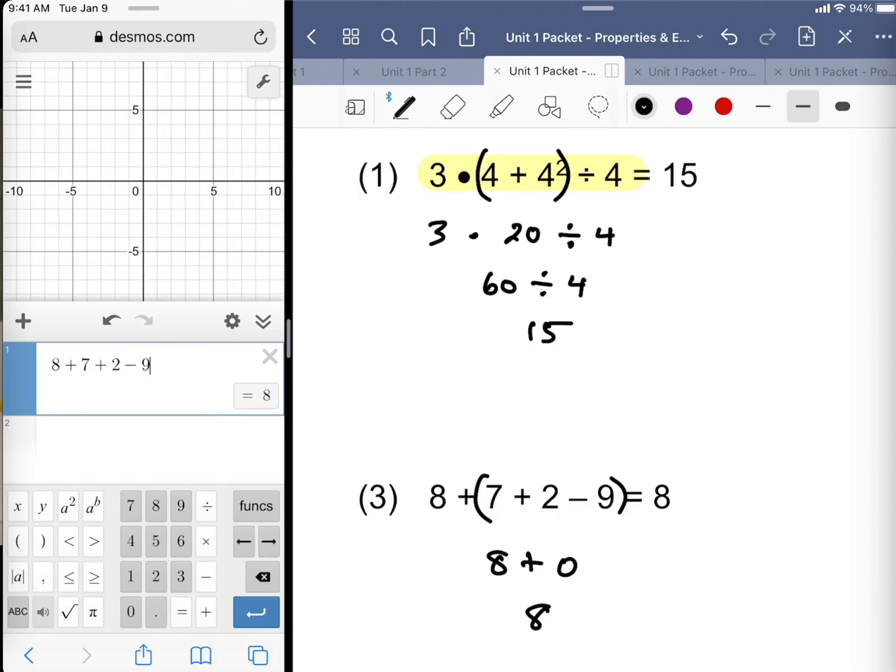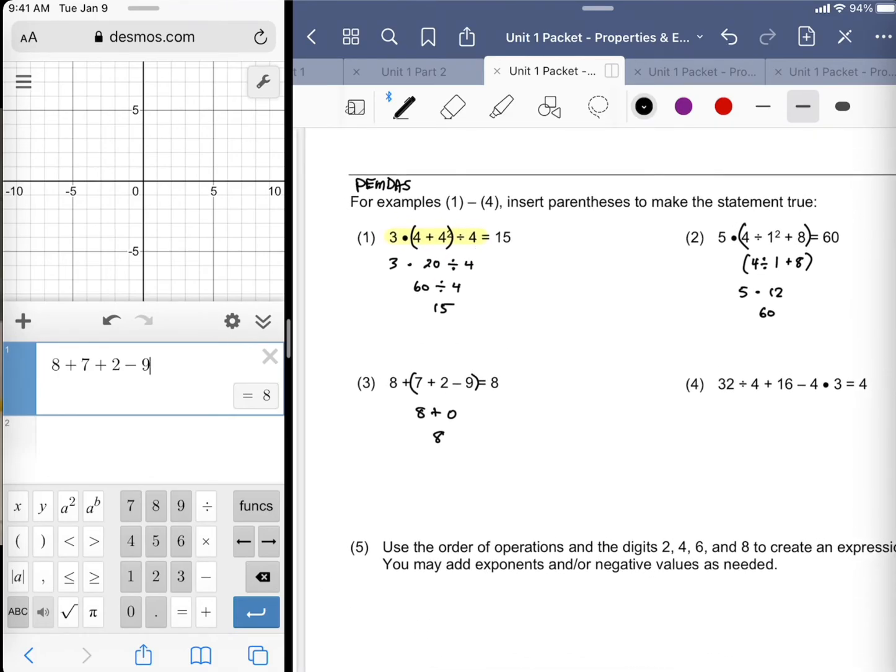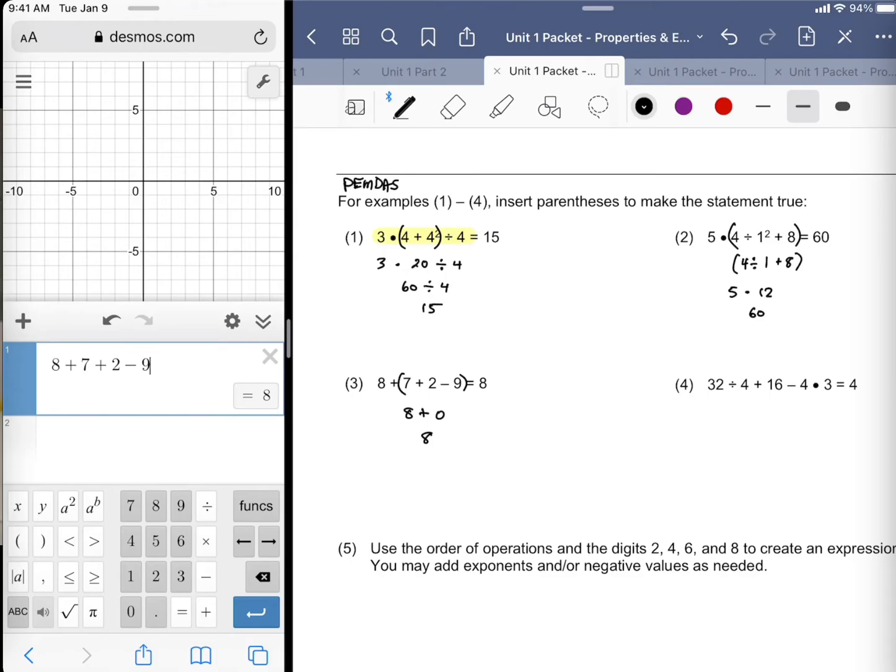All right, the last one, probably one of the more intimidating looking ones because of the bigger numbers. We have 32 divided by 4 plus 16 minus 4 times 3 equals 4. Again, it's the strategy to try to upset the order of operations. We don't have any parentheses. We don't have any exponents. We need to put parentheses in.